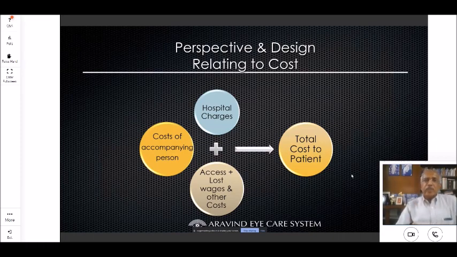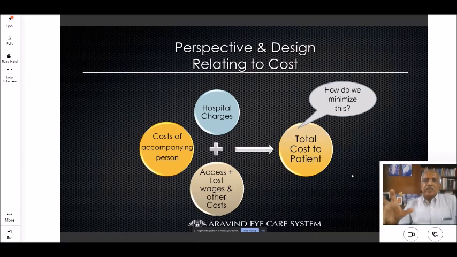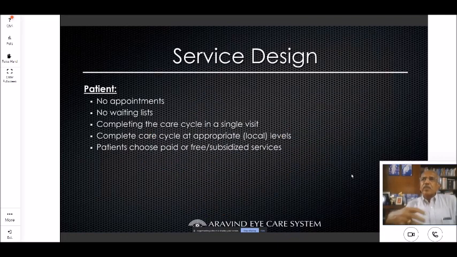And then we took the perspective of reducing this total cost, because even if you give it as zero, these costs are there. So unless we reduce and work on this, it cannot become affordable to the patient. So that became the focus. So we did several things. One, people are still quite surprised that we don't have any appointments, because we realized that giving an appointment actually increases cost to the patient, because then they'll have to make a trip almost specifically for the eye care need.